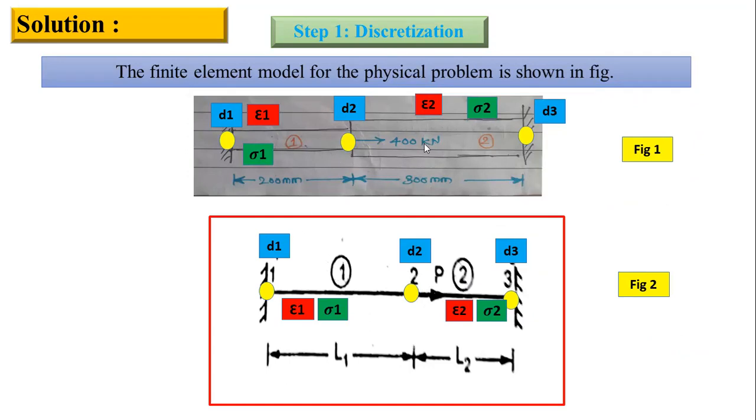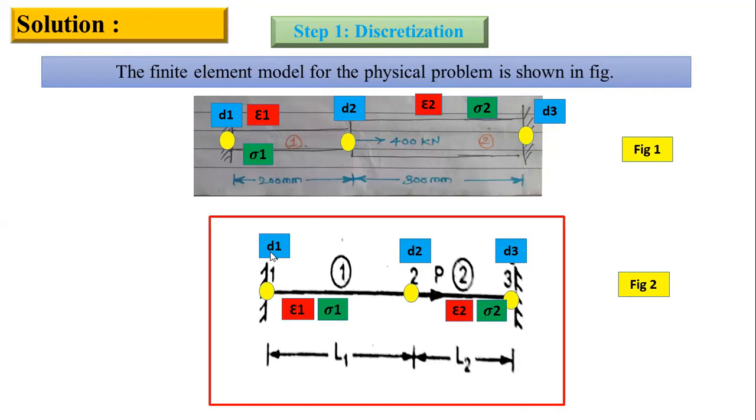So the whole domain is converted into two elements, element 1 and element 2, and their respective parameters. This is node 1, node 2 for element 1, and the circled numbering represents the element. Without the circle, 1, 2 are node 1 and node 2, and this is node 3. Then D1, D2, D3 are the displacements of the respective nodes.